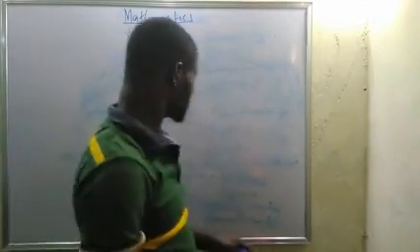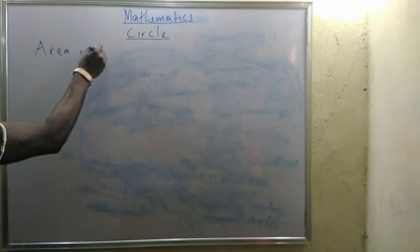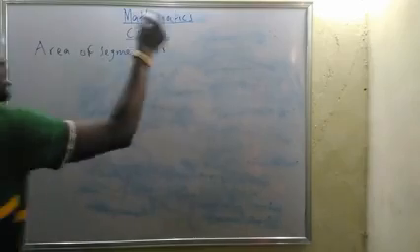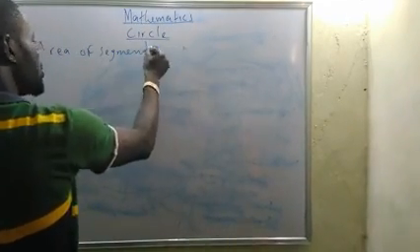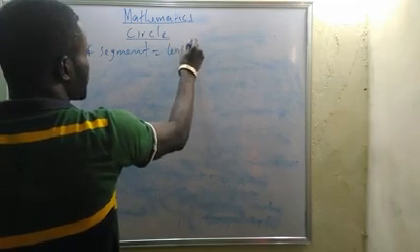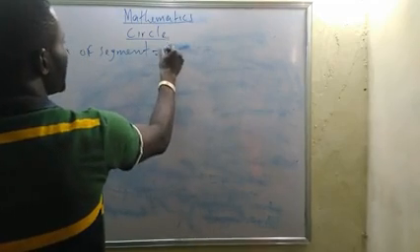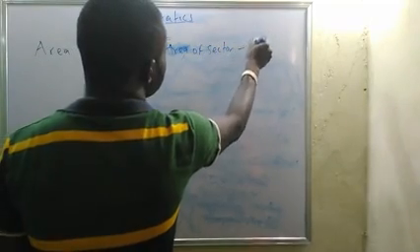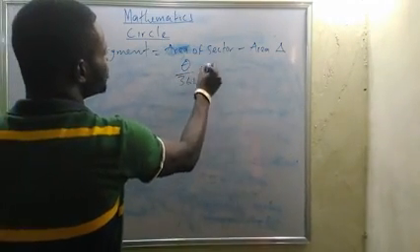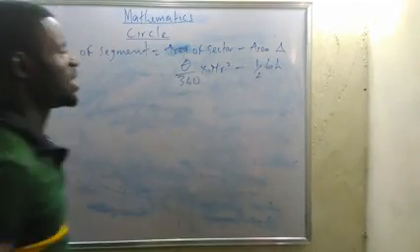The next thing I want us to understand here is length of arc. I've talked about sector, area of sector. Now, area of segment. I've explained area of segment, it means the cutout of the circle. Area of segment is equal to area of sector minus area of triangle. It means what is my area of sector? I have theta all over 360 multiplied by pi r squared minus half base height. Half base height is the area of triangle.